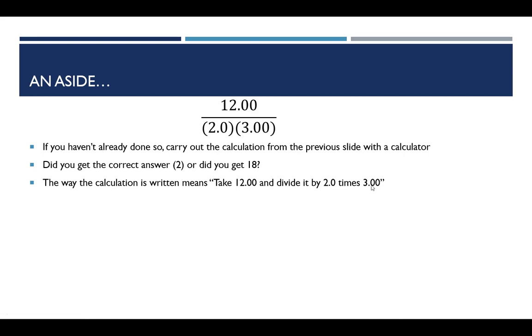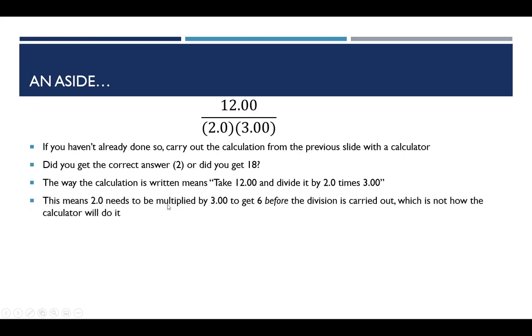Now, if you put this in your calculator as 12 divided by 2, that would give you 6. And then times 3, that would give you 18. And that is not the correct answer. Again, it's understood that whatever is in the numerator has to be done on its own, and then whatever's in the denominator has to be done on its own, and then we carry out the calculation.